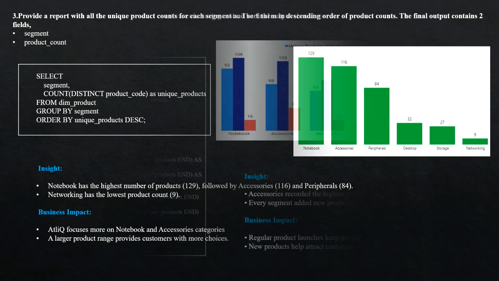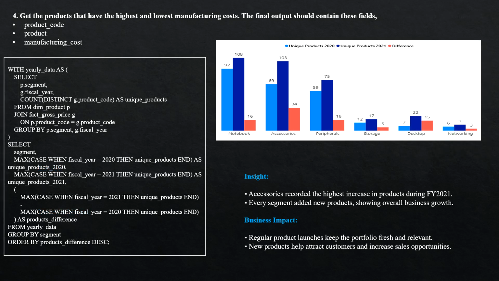Fourth one, we can say get the products that have the highest and lowest manufacturing cost. The final output should contain this field, product code, product manufacturing cost. So I have written this SQL query and used here the fiscal year 2020, 2021, and we can see the chart is here, notebook, accessories, peripherals, storage, desktop, networking.